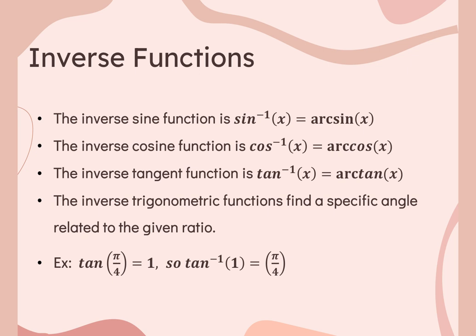Remember, with any kind of inverse, we switch the x's and the y's. So now it's going to say find the sine -1 and it's going to give you the y, and you're looking for the angle. So the answers here are angles and they will be in radians, because remember your whole test is in radians. The inverse trig functions find a specific angle related to the given ratio. For example, because the tan at pi over 4 is 1, tan -1 of 1 is pi over 4. So this is what you're going to be looking for. What angle gives you a tangent of 1?